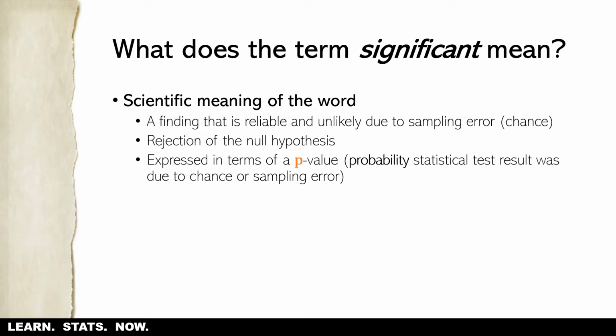Now, the probability of the result occurring due to sampling error is expressed in terms of a p-value. So the p-value is the probability that a statistical test result was due to chance or sampling error, and in order to reject the null hypothesis, the p-value will be very small and smaller than the alpha level. So if alpha level was set to 0.05, the p-value will be less than that.